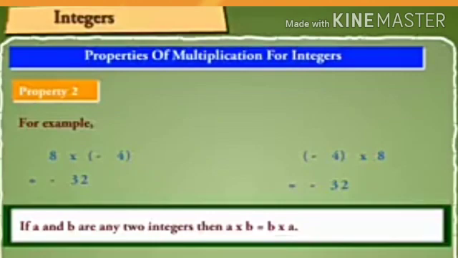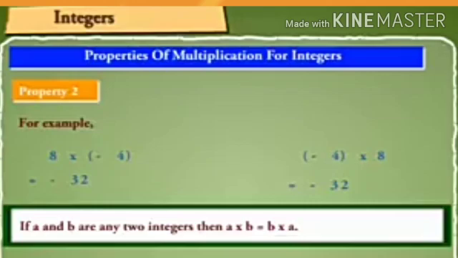Next property is commutative property. In commutative property, let us multiply any two integers in different order and see whether the products are same or not. Clear, children? So, for example, 8 is an integer and minus 4 is another integer. If you multiply 8 and minus 4, we get the result as minus 32. How do we get 32? 8 4s are 32. 8 is a positive integer, minus 4 is a negative integer, plus into minus, minus. Clear? So, plus into minus, minus, 8 into 4, 32.